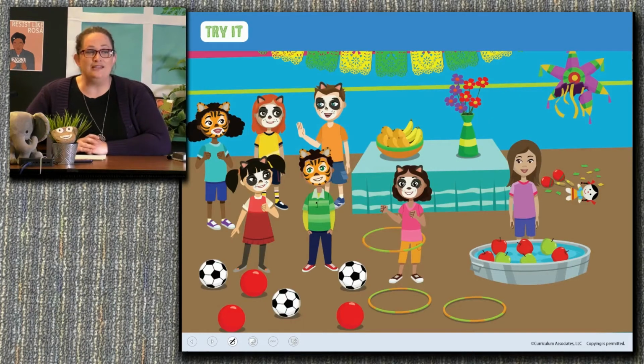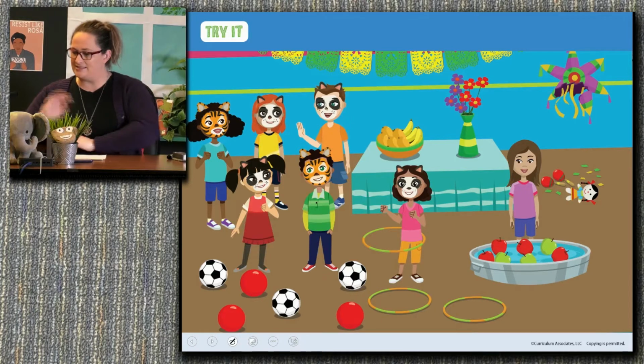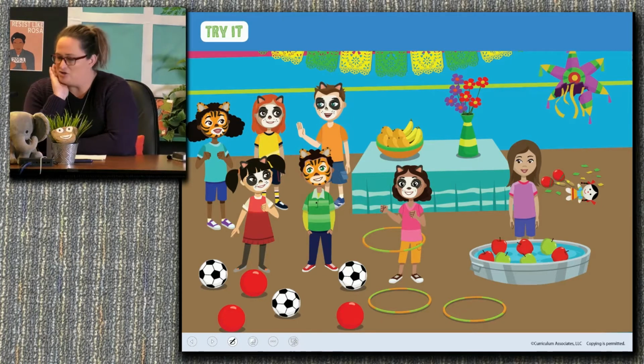Now, look at this fun picture. The first thing we're going to do is hunt for groups that make 6. So let's study the picture. Well, I see 2 hula hoops on the ground and 1 on a person. Is 2 and 1 6? No.